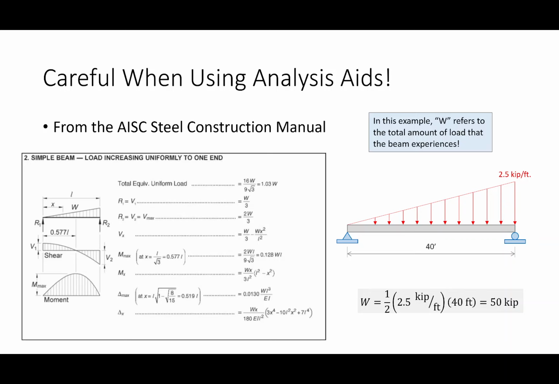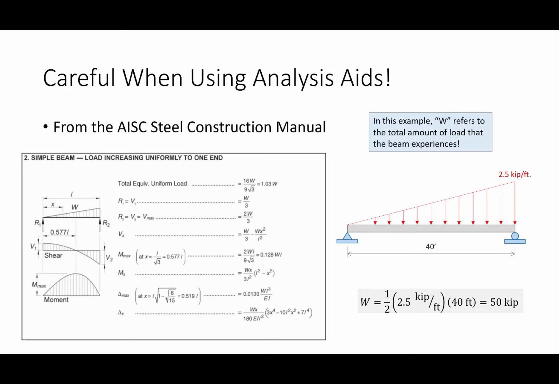And in the formula, you see this term W. Like, you see this term W everywhere. W, in this case, is not this, okay? W, in this case, is the total magnitude of load. So if you plug in 2.5 kips per foot into these formulas, you will get the wrong answer. W in this case is the total amount of load, or 50 kips. Okay, so you got to be kind of careful when you use them. Okay, I'm not saying they're not valuable. Don't start plugging stuff in because the math won't work right.